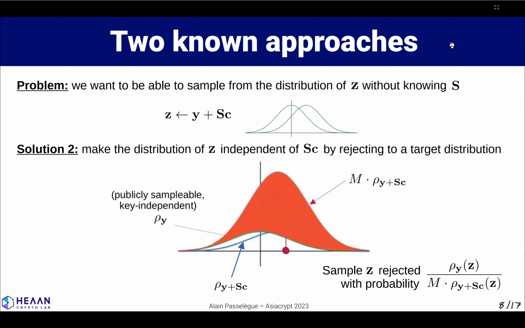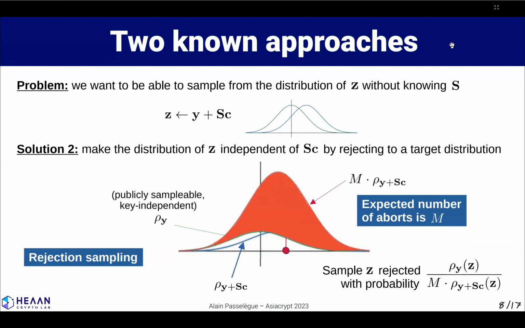For this to work, you need M to be large enough such that the red curve is above the green curve. Basically, if you do that, you sample from Z, but the distribution of the output, conditioned on not being an abort, is the distribution of the green curve. And then you get something that is independent of SC. And the expected number of times you are going to abort is basically the area of this red zone in which you abort.